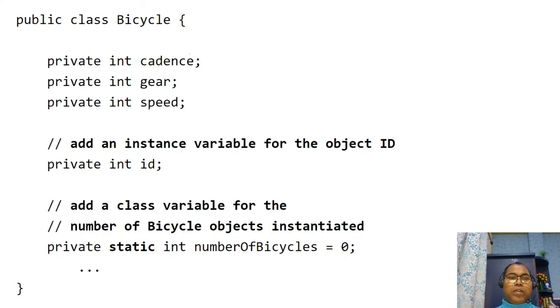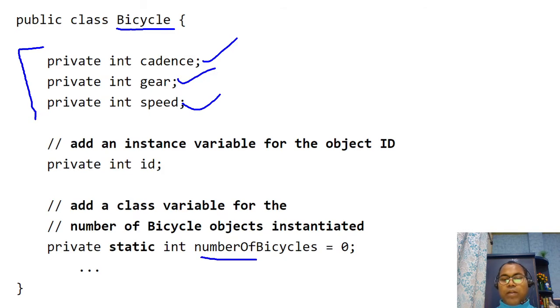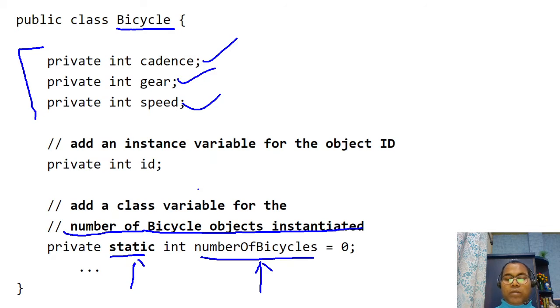This is the kind of example here. Let's take a bicycle example. They have variables cadence, gear, and speed. These are instance variables because we have not specified static. And here there is the number of bicycles. So here we have a static data member, and this static data member is your class member. The number of bicycle objects is an instance count here. So just use the static keyword for whichever field you want as a class variable, and that class variable is not bound to the number of instances you are creating.